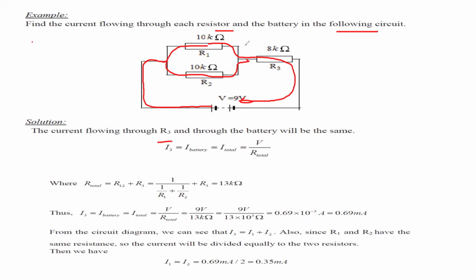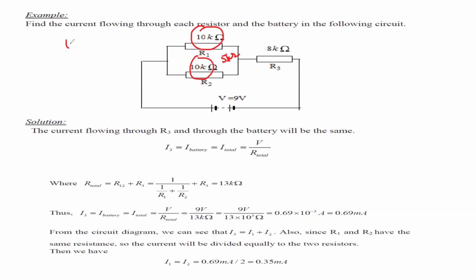First we find the combined resistance of the circuit. The 10 kilo ohm and 10 kilo ohm resistors are in parallel, so the combination of these two will be 5 kilo ohm. How do we work this out? If there are two, you can use product divided by sum, or you can use 1 over R equals 1 over R1 plus 1 over R2. So this will be 5 and this is 8. When you add, you get 13 kilo ohm.